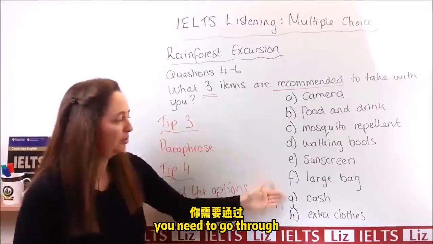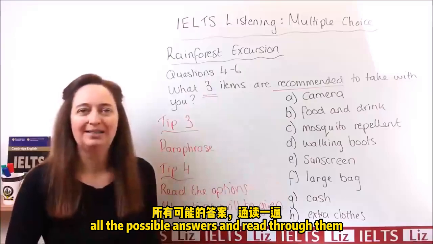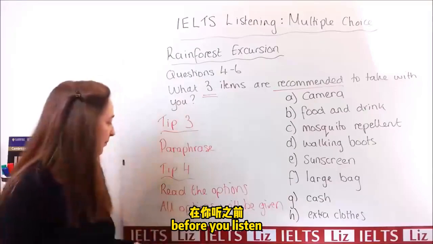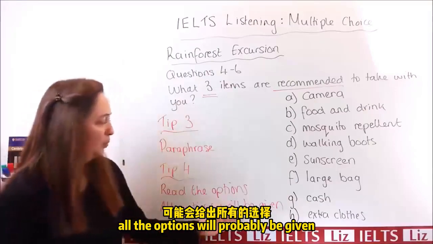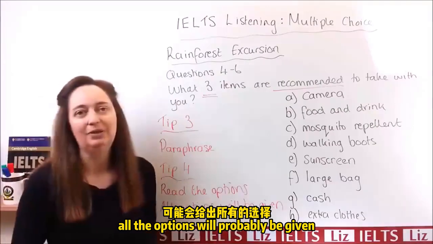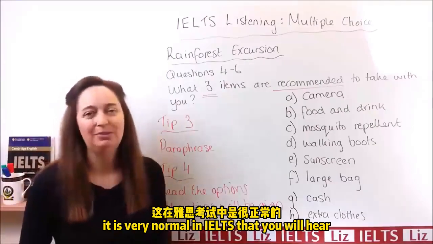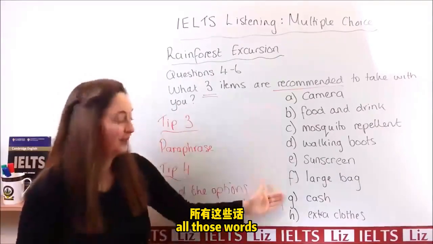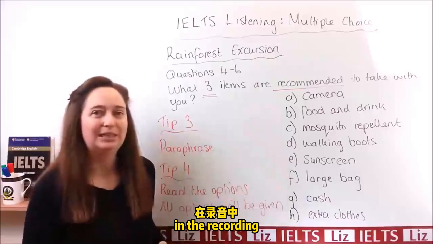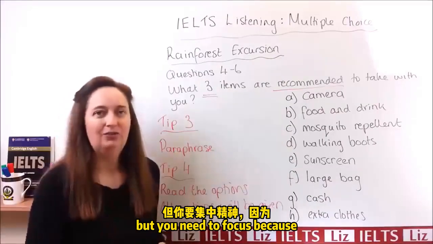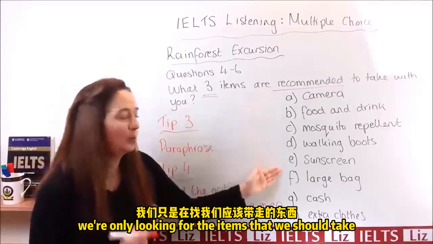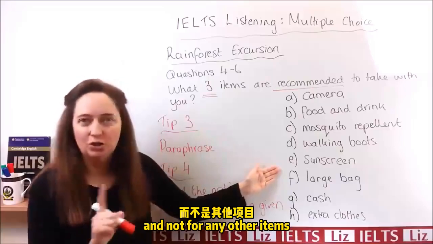For the 4th tip, it is time to read the options. You need to go through all the possible answers and read through them before you listen. All the options will probably be given. It is very normal in IELTS that you will hear all those words in the recording. But you need to focus because we're only looking for the items that we should take and not for any other items.